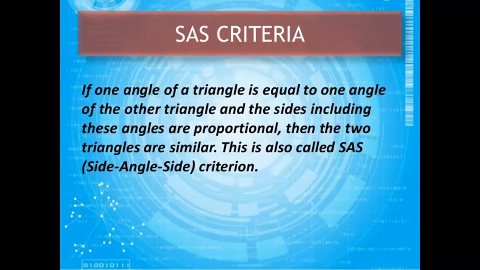Okay, so when we say side angle side criteria, we consider one angle that is equal to the other angle of the second triangle, and one side is equal to the other side of the second triangle, and the other side is equal also or proportional to the other triangle. So that is the side, angle, and side test of similarity.